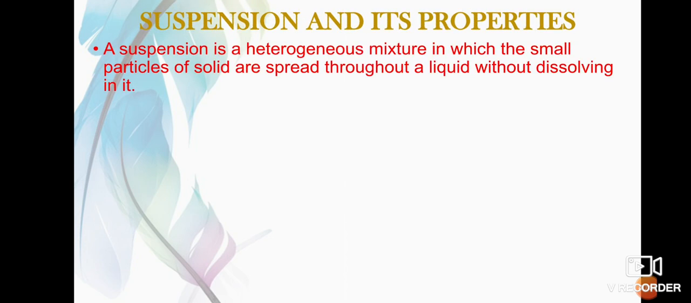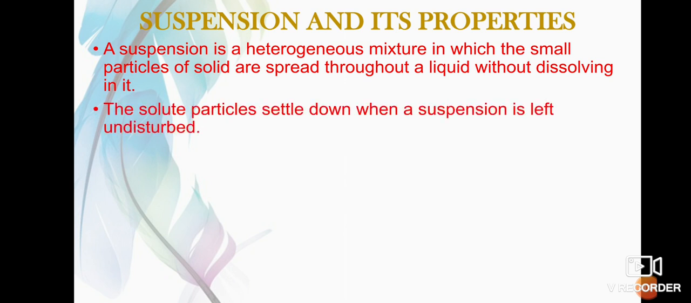Let us see. A suspension is a heterogeneous mixture in which the small particles of solid are spread throughout a liquid without dissolving in it. Means a suspension is a heterogeneous mixture, it doesn't mix very well, it doesn't dissolve, but it will spread into the solution. Let us understand by an example also. I will give you an example.